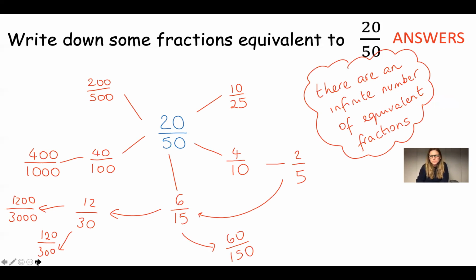I'm sure most of you came up with this yourself. There are an infinite number of equivalent fractions. You can just keep going and going and going. 200 over 500, 2000 over 5000, etc. Okay, and there's just a few examples there for you. Again, pause it if you need more time.